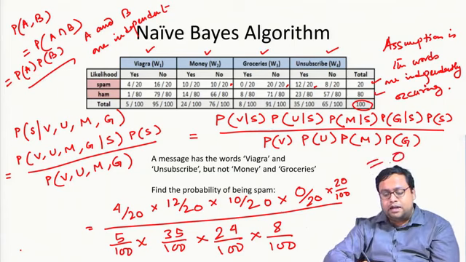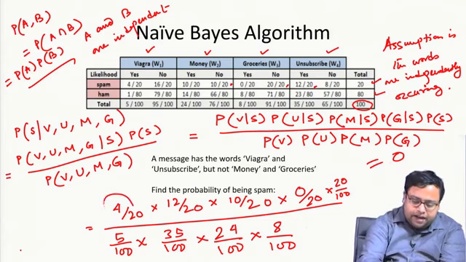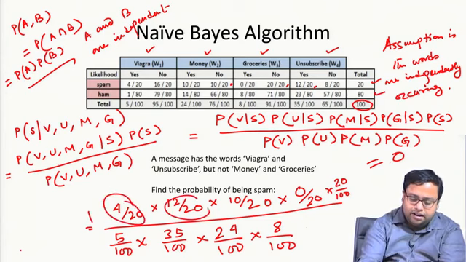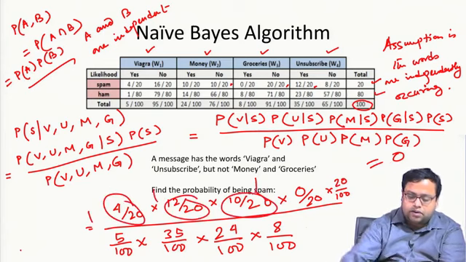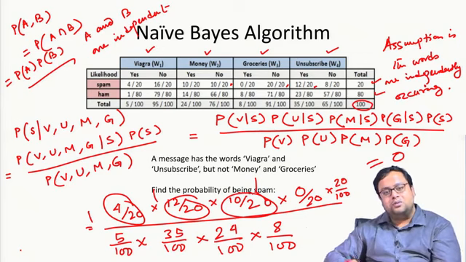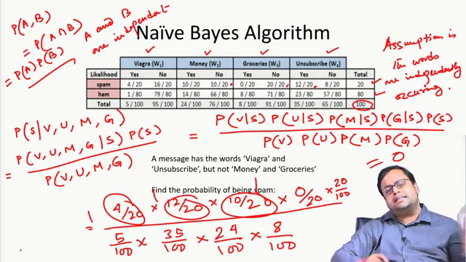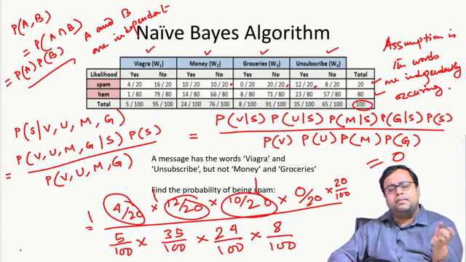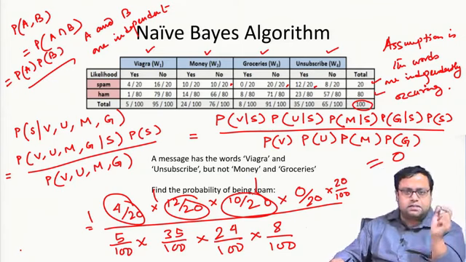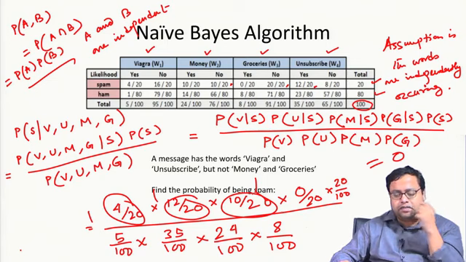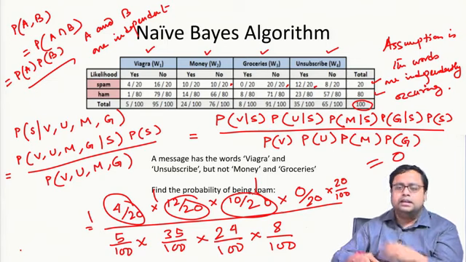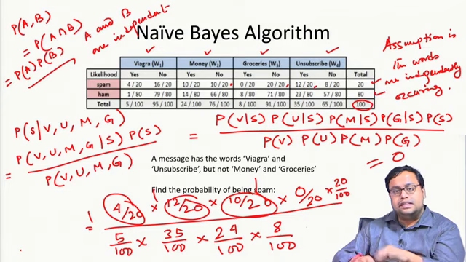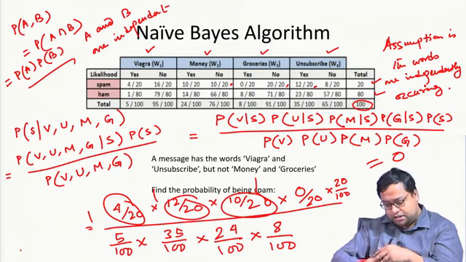So, if the whole value becomes 0, even if these are very high, let us say these are 1 instead of 10 by 20, still it will become 0. So all other words are heavily saying that this is a spam, this is a spam, this is a spam. Still, if one observation is by chance coming 0, the whole thing becomes 0. That is a limitation, the zero limitation.